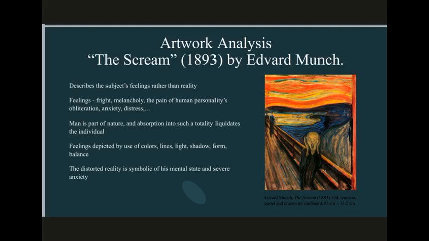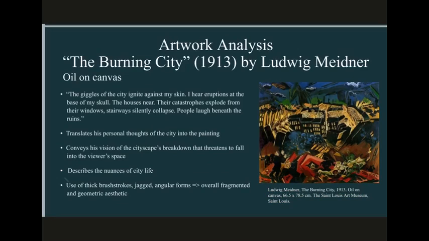In this artwork, man is part of nature, and he is absorbed into nature. The use of colors, lights and shadow, form, and balance help depict feelings, and the distorted reality is symbolic of his mental state and intense anxiety. Another artwork that I'm going to look into in this presentation is named The Burning City by Ludwig Meidner.